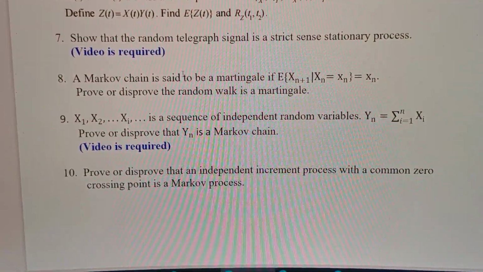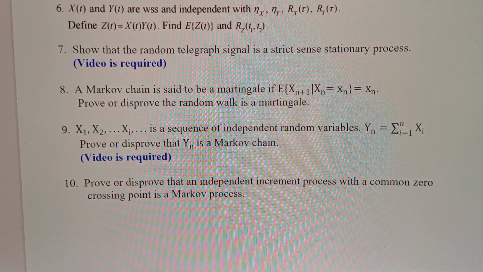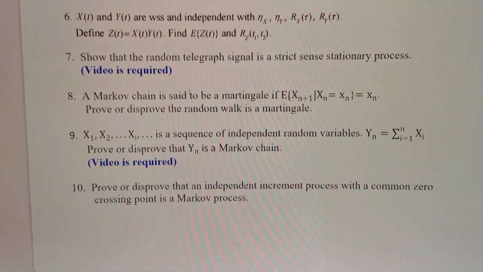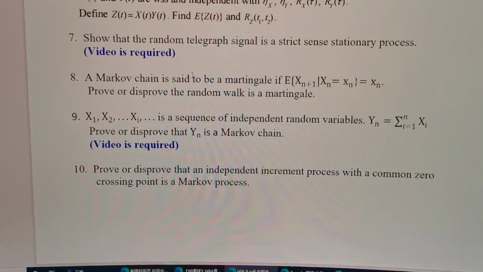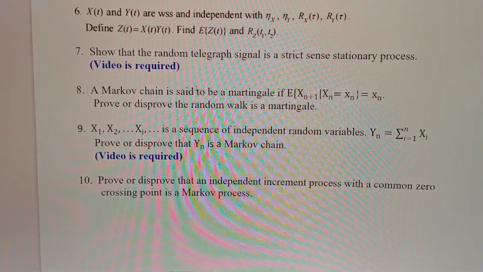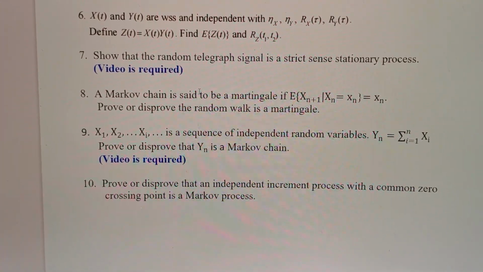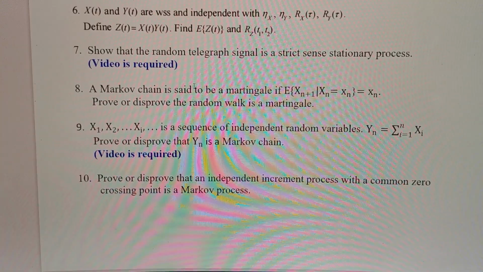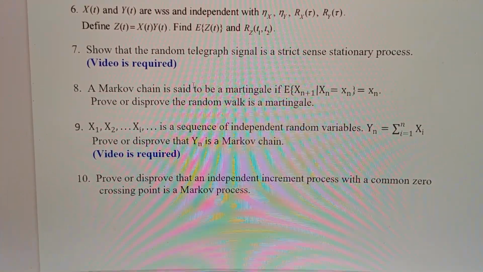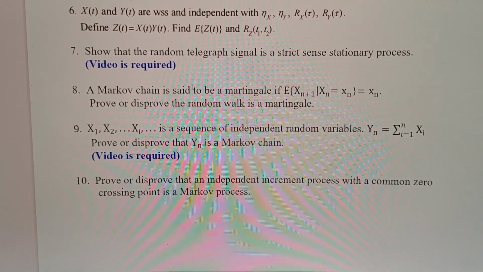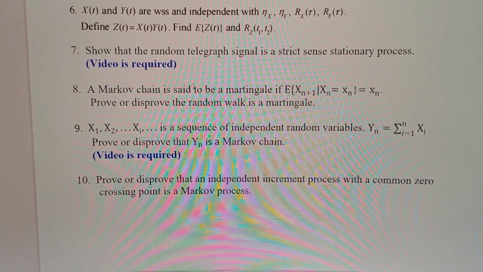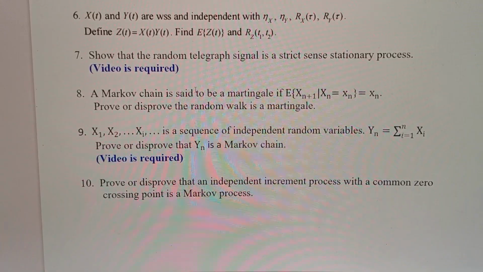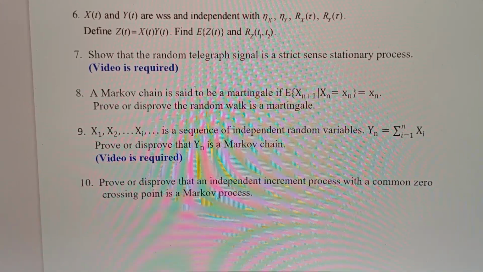Here is homework 9, question 9. The question is that x1, x2, ..., xi is a sequence of independent random variables, and yn is the sum of x1, x2 until xn. Now, we need to prove or disprove that yn is a Markov chain.